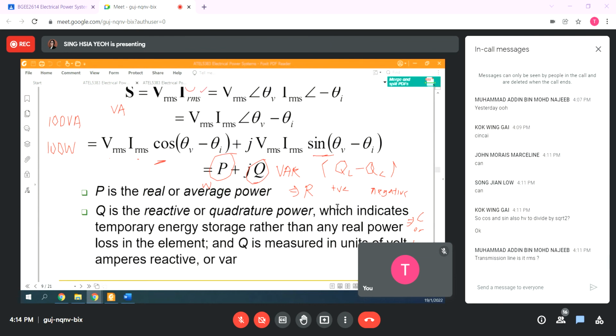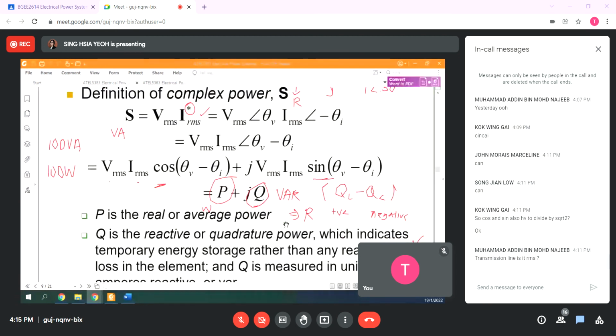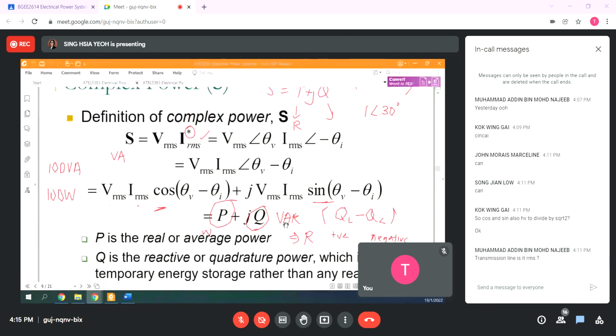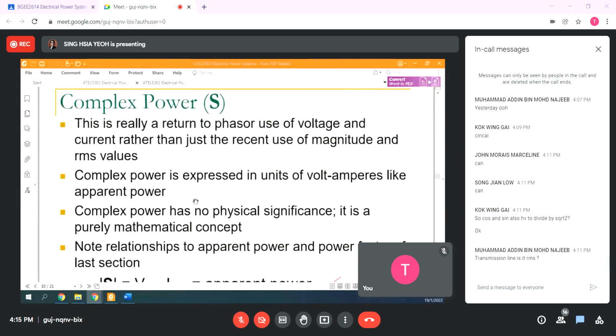So in power, how can we know whether it is complex power, real power, or reactive power? It depends on the unit. For complex power, the unit will be VA. For real power P, the unit will be W, and for Q, the unit will be VAR. Any question? So this is a complex power.